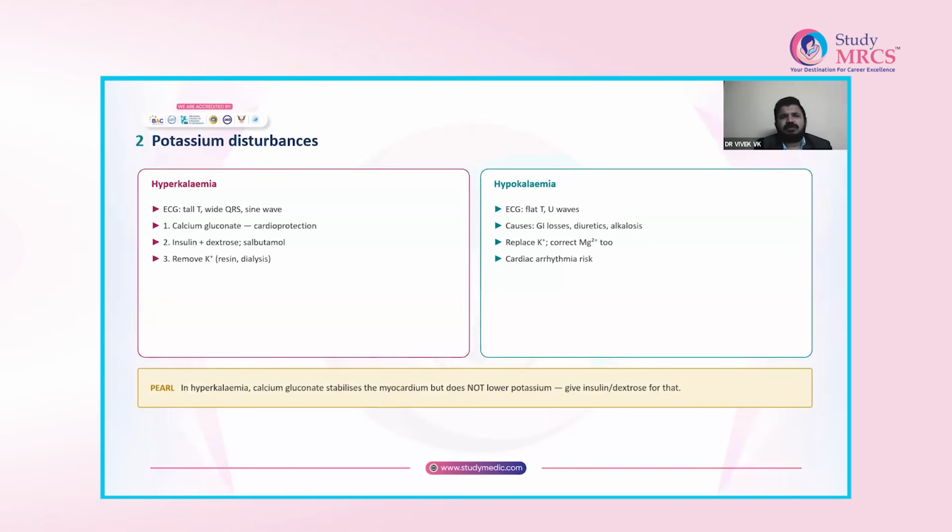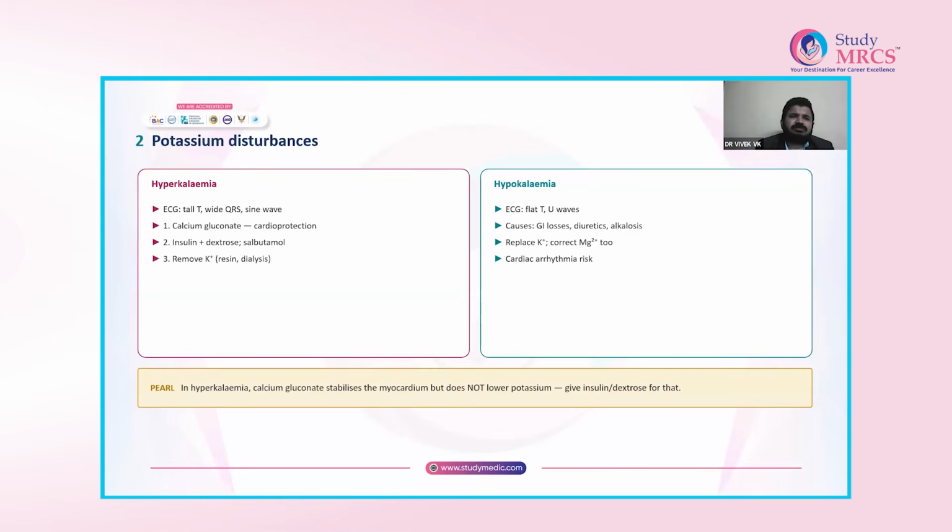About the potassium disturbances, it includes hyperkalemia and hypokalemia. So hyperkalemia can be identified based on some ECG findings. The T wave usually becomes tall. The QRS complex will become wide. If there is persisting hyperkalemia, the ECG can change into a sine wave pattern.